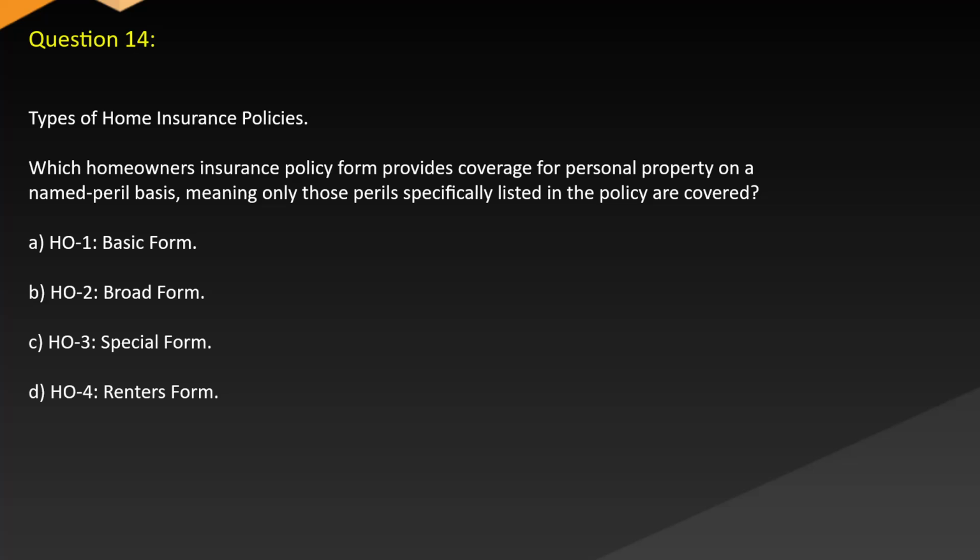Question 14. Types of home insurance policies. Which homeowner's insurance policy form provides coverage for personal property on a named peril basis, meaning only those perils specifically listed in the policy are covered? A. HO1, basic form. B. HO2, broad form. C. HO3, special form. D. HO4, renter's form.